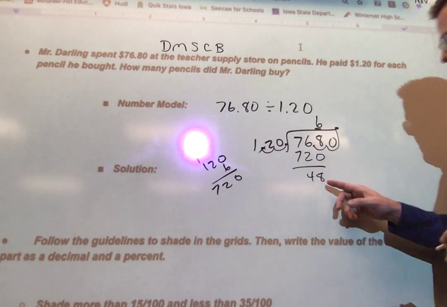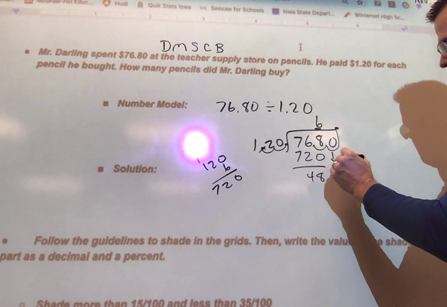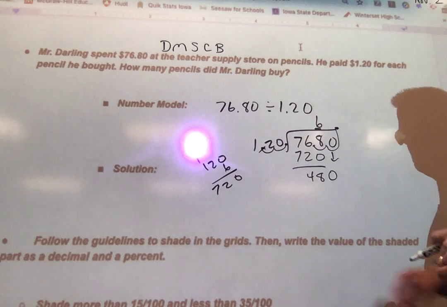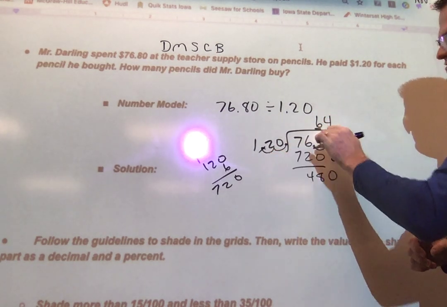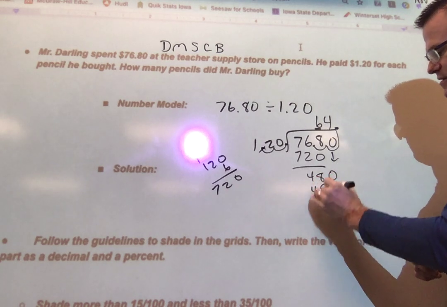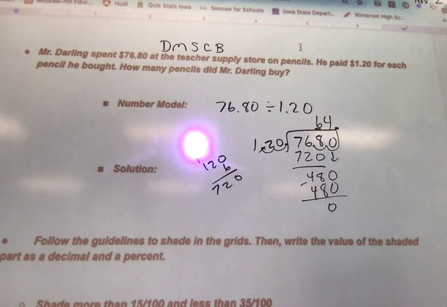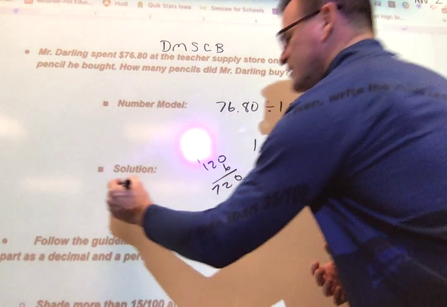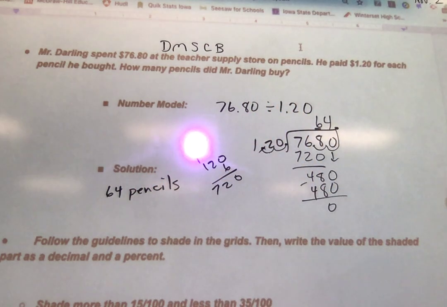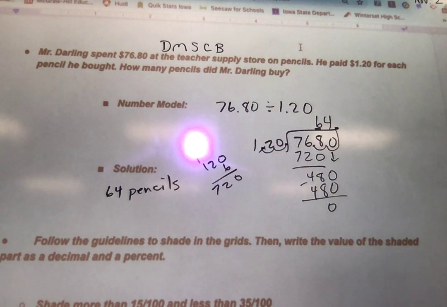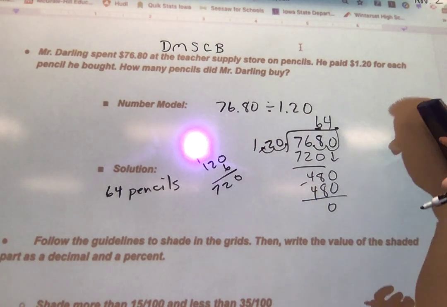Subtract to get 48 left, which is less than 120, so I know it's a good guess. And I'll bring down my 0 and start all over again. And 120, I believe I can get 4 groups out of that, because 120 times 4 is 480. I did some mental math there and was able to figure that out. So it looks like he bought 64 pencils in this case. Okay. All right, so there's a lot of review on division. We do have a couple of percentage problems down below, so after you copy this, we'll move down into that.